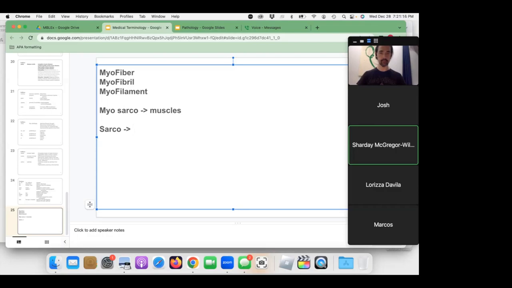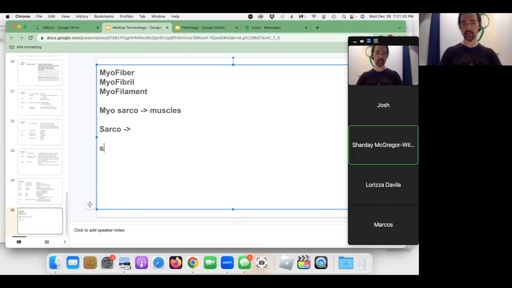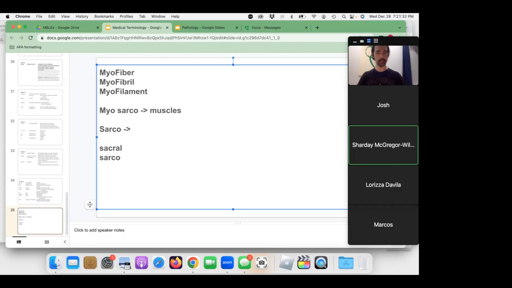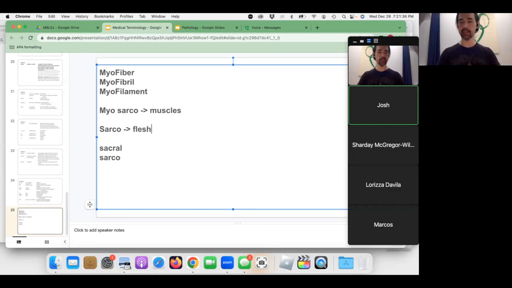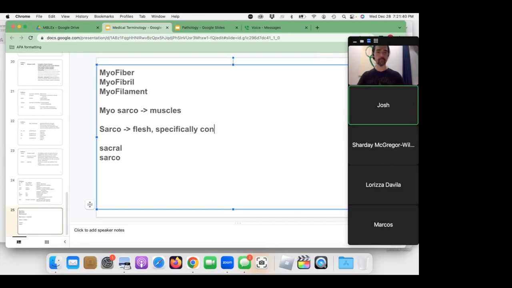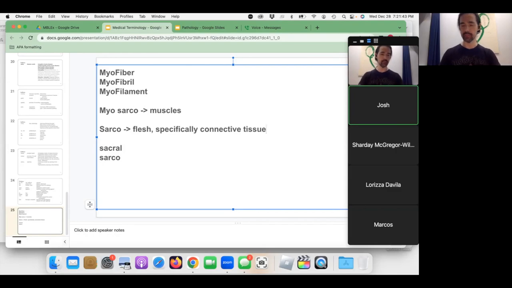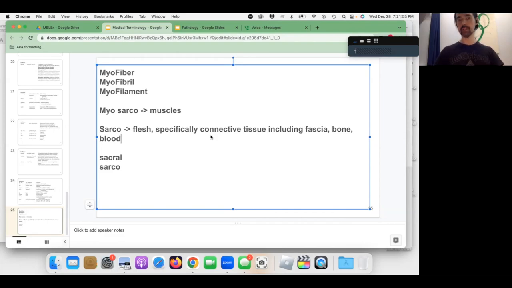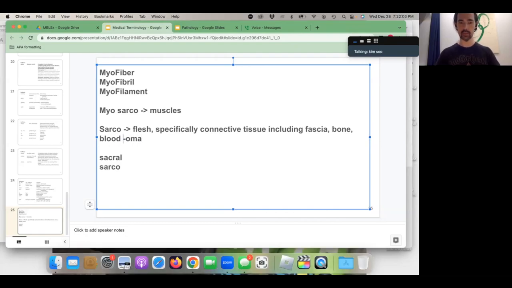Was it the sacrum? No, the sacrum is sacral, like that. And this is sarco. Just like flesh in general. Flesh in general, right. And specifically connective tissue, which some people will include fascia, bone, blood, right? But really specifically in terms of the oma. So sarcoma refers to a tumor, usually cancerous, of the fascia, bone, or blood.